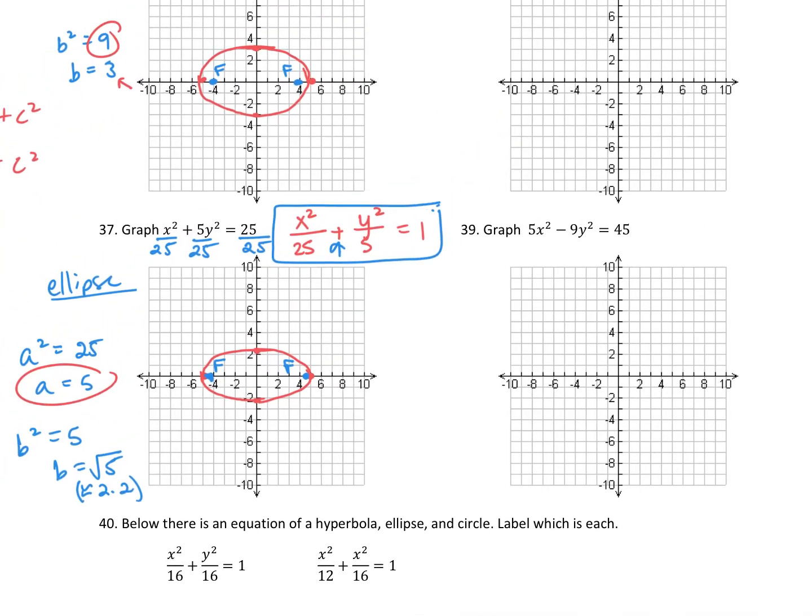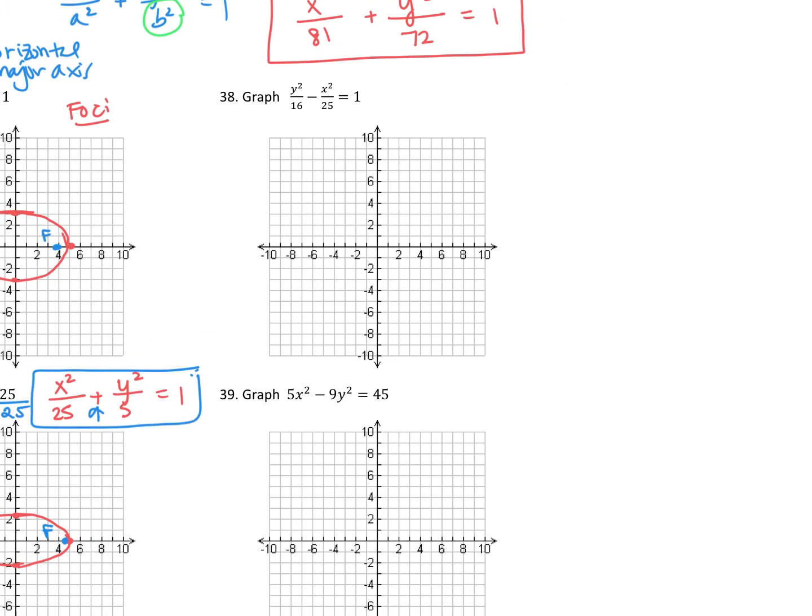All right, now we can jump over to number 38. When we take a look at this equation, we have to graph y squared over 16 minus x squared over 25 equals 1. So the thing we want to notice here is the subtraction. This subtraction is going to make this a hyperbola. So for a hyperbola, if you look at your formula sheet, the a squared is always out of the first fraction. So that's our a squared. So a squared is equal to 16, which means a is 4. Our b squared is the other denominator. B squared is 25. So our b value is 5.